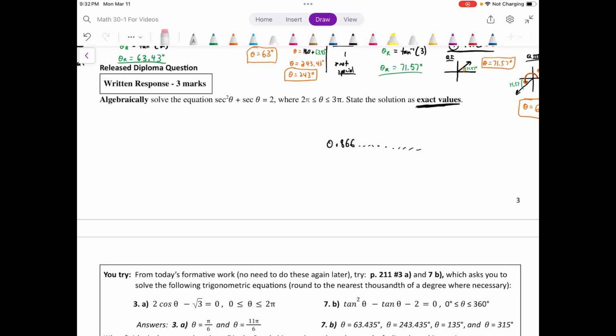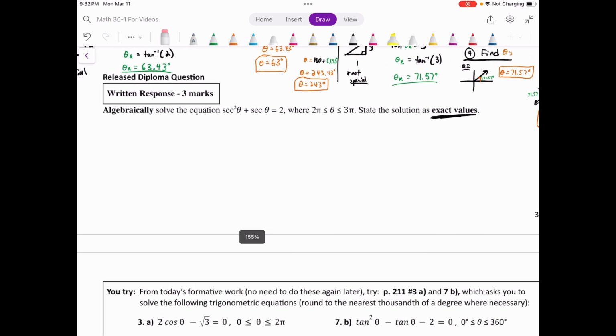So as soon as you see exact values, put the calculator away and start thinking in terms of those special angles, which we always should be anyway, because honestly, they're quicker, easier, and lead to deeper understanding than just putting it in our calculator anyway. So with those couple warnings out of the way, let's try and algebraically solve this equation here. Here we go.